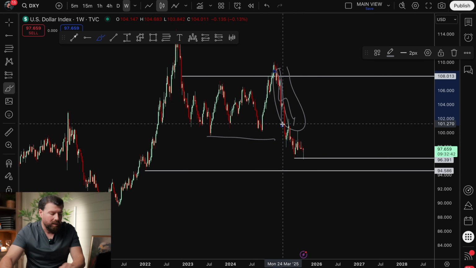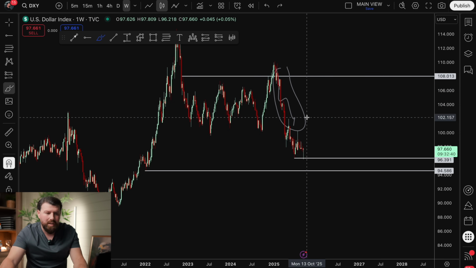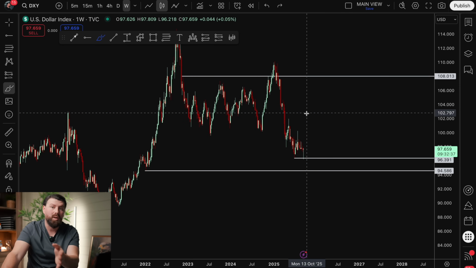Of course they are. But if you don't understand where the DXY is positioned, or you don't think it plays a role in your trading, you're going to take so many unnecessary losses, and you're going to mark them down as just losses. No, these were terrible losses that could be avoided if you knew how to utilize it.